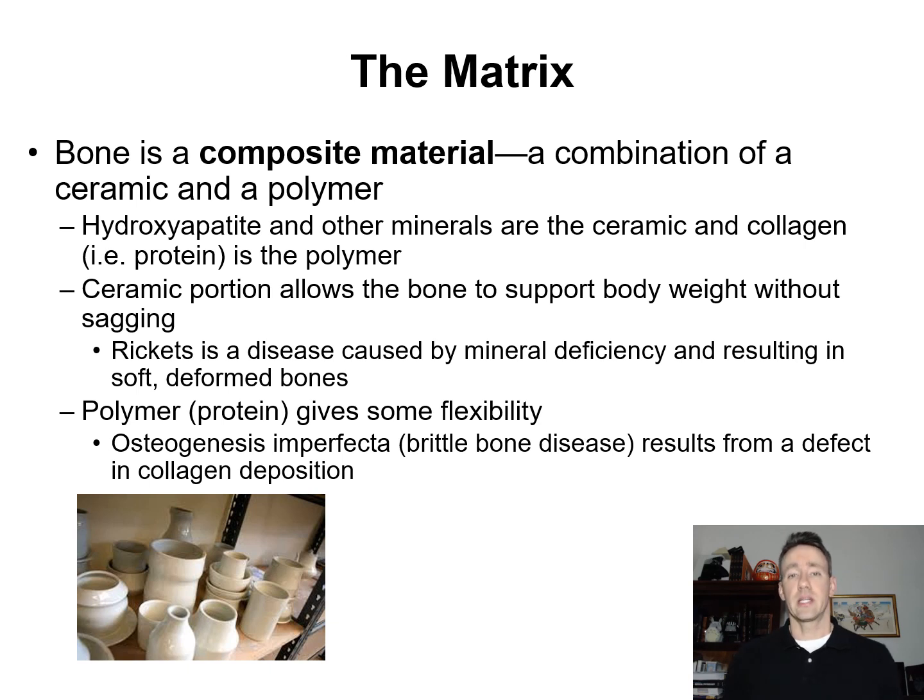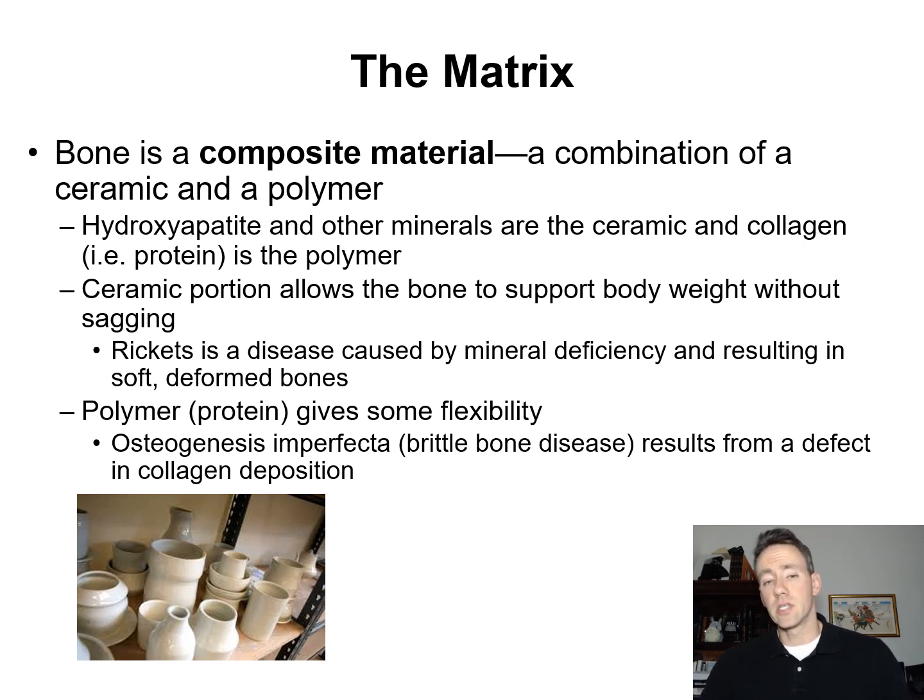And so there's actually clinically disorders where we have an imbalance between the ceramic or the polymer portion. So for instance, if you have a lack of the inorganic salts, say due to something like vitamin D deficiency, which you can see in some parts of the world, you'd say that could be a childhood disorder. We would call that rickets. So rickets, it's a disease caused by mineral deficiency, and the bones end up being softer and more easily deformed.